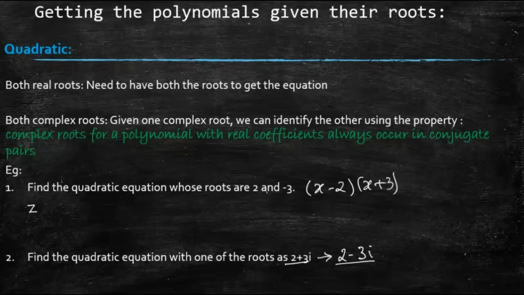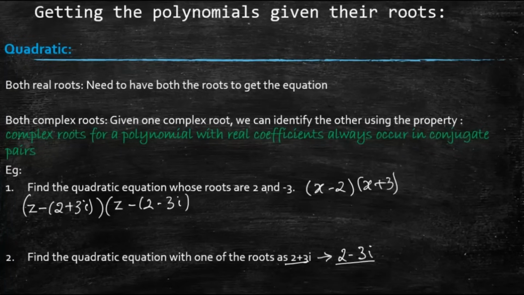So I will start using z because we have complex roots. So the first linear factor would be z minus (2 plus 3i), right? And then the other factor would be z minus (2 minus 3i). And you need to multiply these two factors.